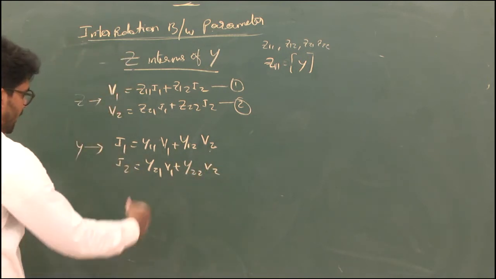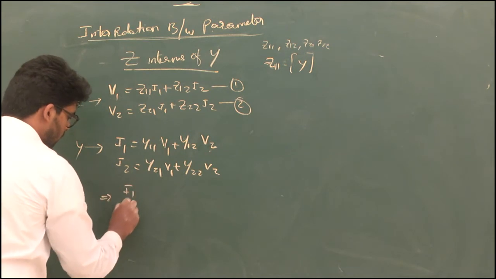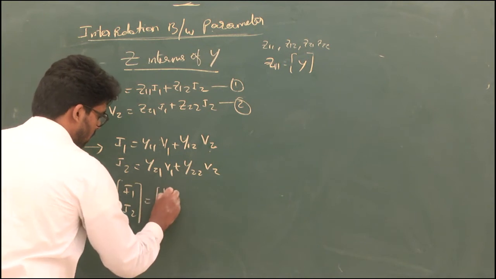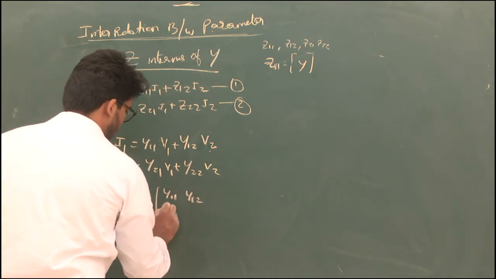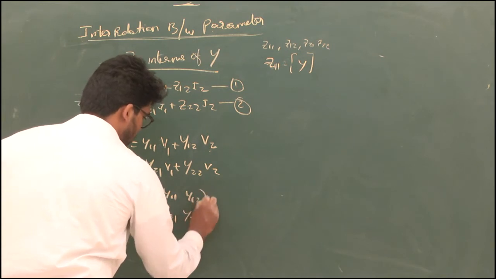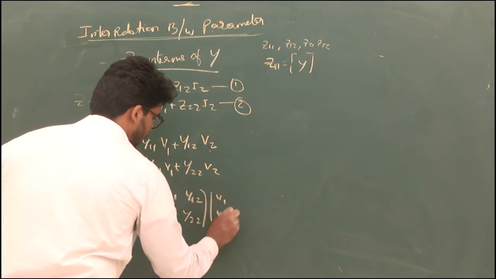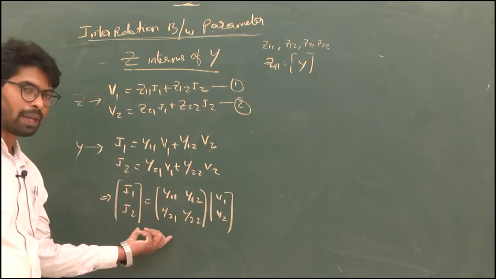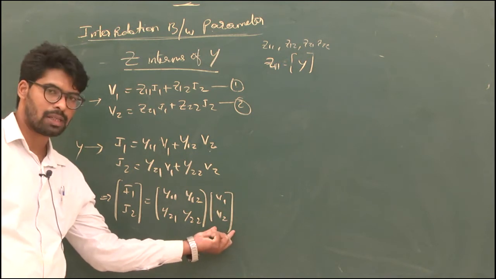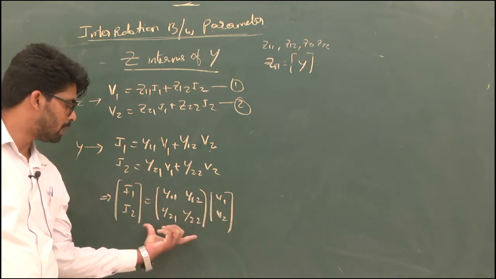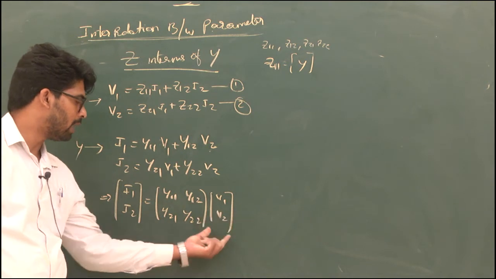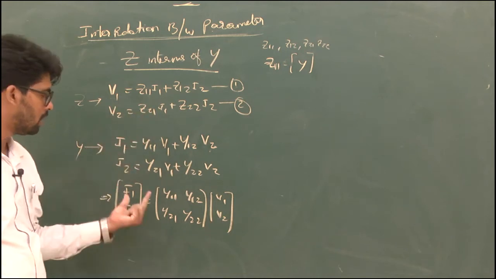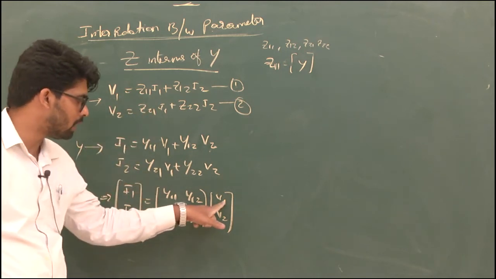Okay. Transform this into matrix form, that is, I1, I2 equal to the matrix Y11, Y12, Y21, Y22 times V1 and V2. Now this is the Y parameters. We have to represent these Y parameters in the form of Z parameters, where V1 equals this equation and V2 equals this equation. So from this matrix, we need to extract V1 and V2.